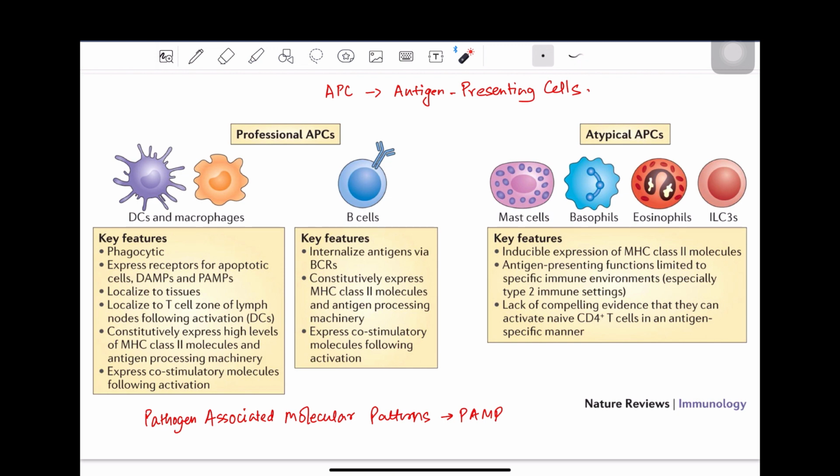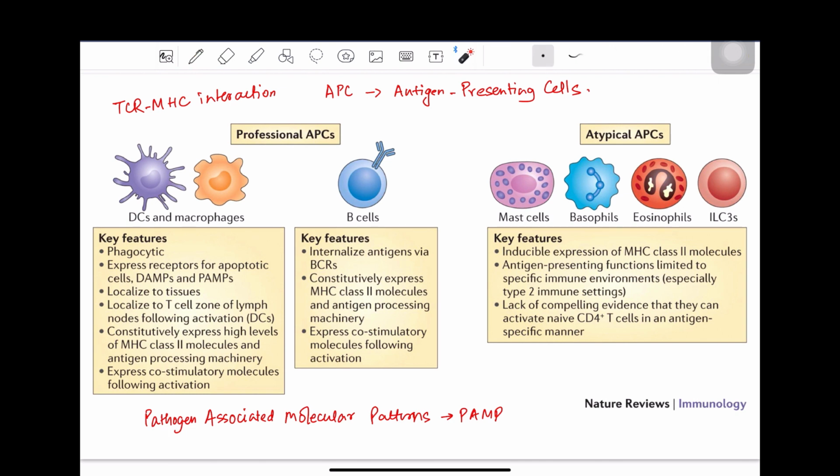So we know that when there is a TCR MHC interaction, TCR is T cell receptor, there are many other co-stimulatory molecules also involved, like CD28, CD80, CD86. These are the molecules that are involved in the co-stimulatory interaction. So these are also expressed on the antigen-presenting cells.